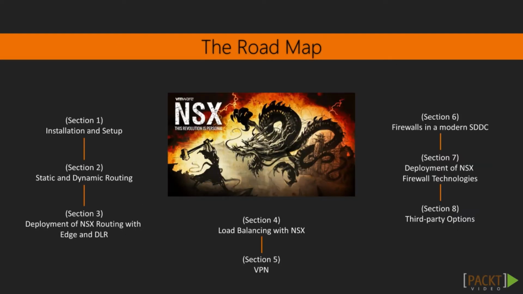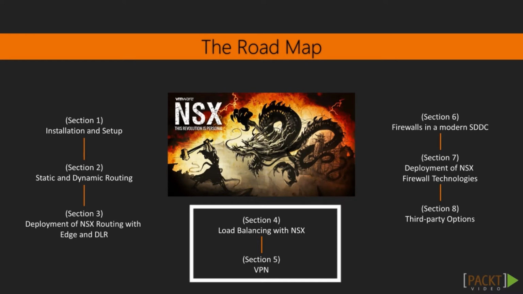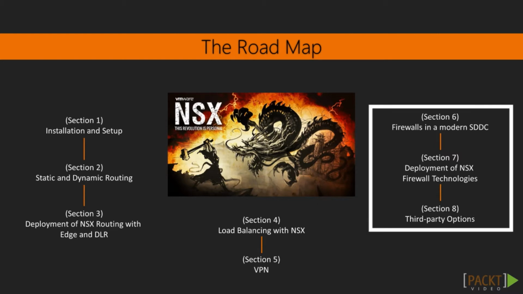Let's take a short look at the roadmap within NSX. So we're talking about NSX and how to achieve the software-defined networking. We're getting started with NSX, looking at the installation, doing some routing with dynamic and static protocols, and talking about the ESG and DLR. We're exploring the NSX edge services, especially load balancing and VPN. We're talking about firewalling, especially the distributed firewall and how the firewall is approached in the modern SDDC.